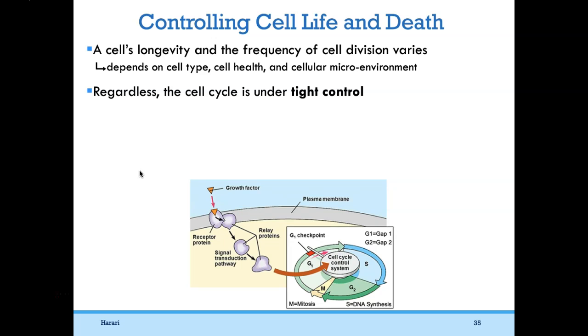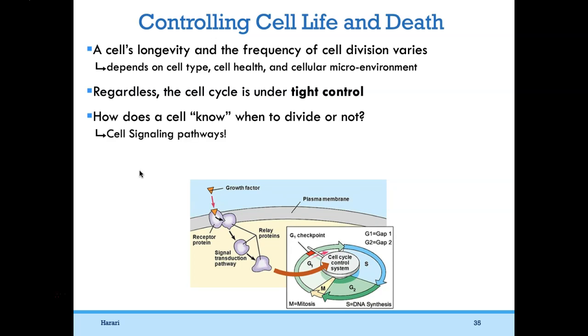The cell cycle is under very tight control to make sure that cells have the right balance between life and death. So how does a cell know when to divide or not? How does a cell know when it's appropriate to undergo mitosis and cytokinesis? Of course, cell signaling pathways help us. We know that on the plasma membrane there are several receptor proteins that can perceive what's going on in the outside world and transmit that information to the inside of the cell. So there are several signaling pathways that can tell the cell when to divide and when not to divide.